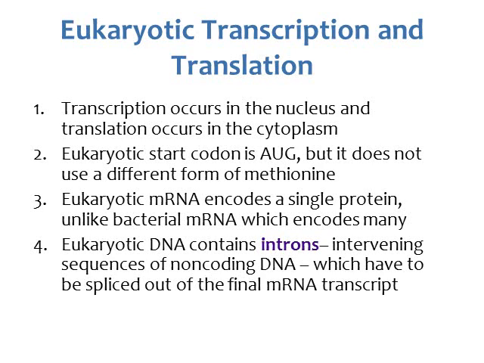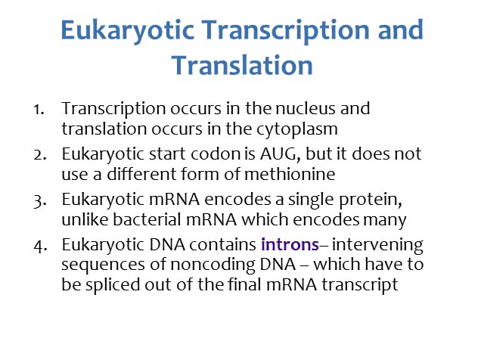And the eukaryotic start codon is AUG, but it doesn't use a different form of the methionine here. And then eukaryotic mRNA encodes for a single protein, where bacterial mRNA can actually code for many proteins.